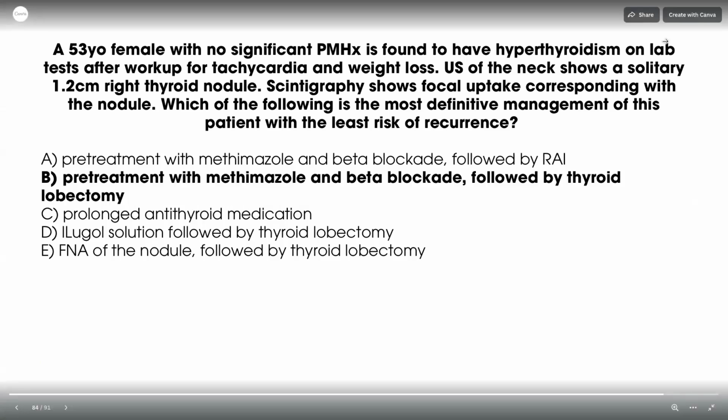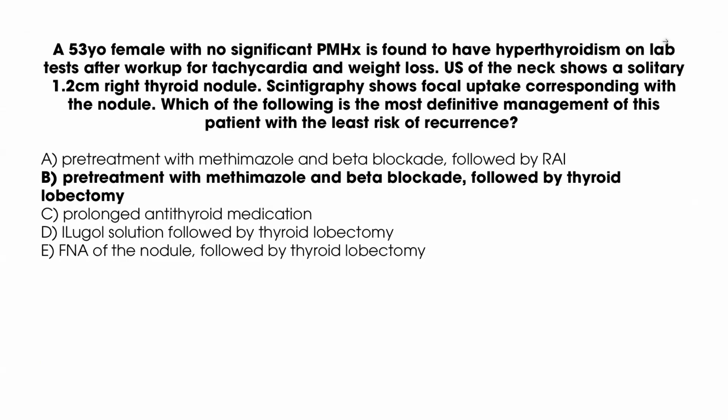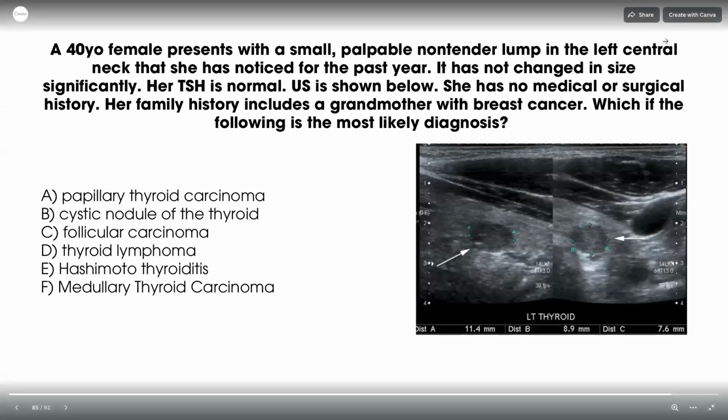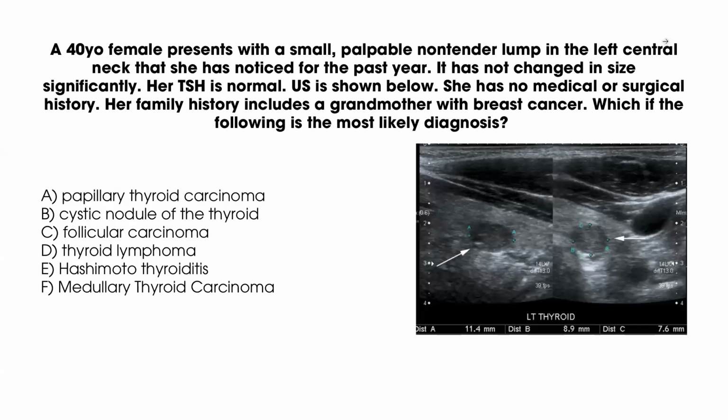So thyroid lobectomy. And then pre-treat with methimazole, make sure that they're euthyroid. It's just something to consider before going to surgery. They don't necessarily need beta blockade, but it's not a wrong answer. Okay. I think there's one or two left.